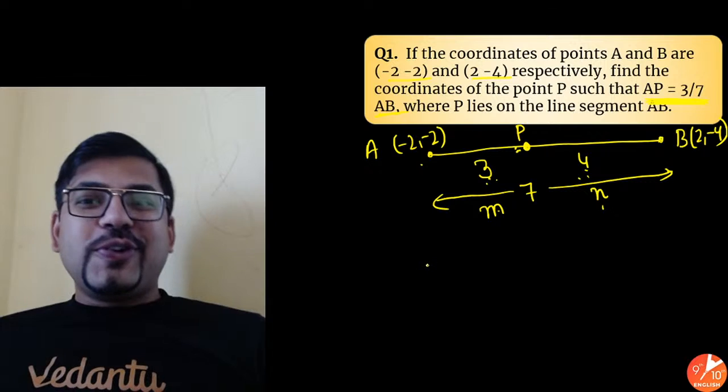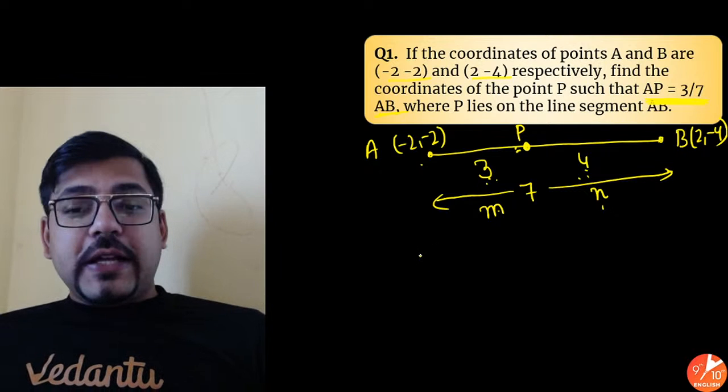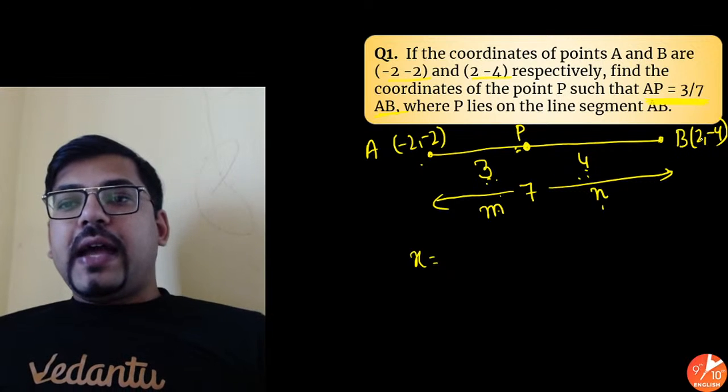Let's move on. So let's apply the formula. The formula says x is equal to mx2. So this is m, this is 3, x2 is 2.